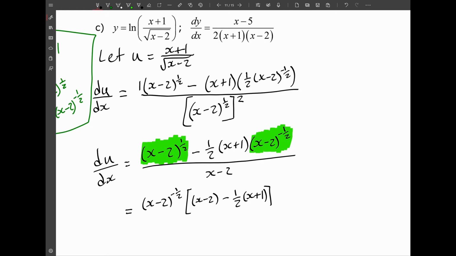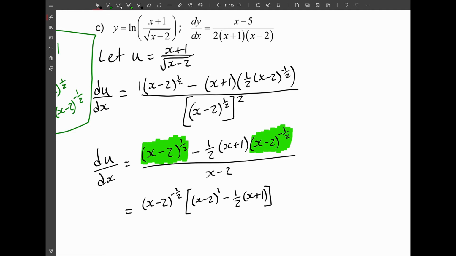Now, if you're really bad at seeing that, just work backwards. You'll know you did it right if you multiply it back in and you get the previous step. So x minus 2 to the negative 1/2 times x minus 2 to the power of 1, well, when we multiply powers at the same base, we just add the exponents. Negative 1/2 and 1 is positive 1/2. Excellent. And then, of course, if I multiply x minus 2 to the negative 1/2 times 1/2 x plus 1, I get 1/2 x plus 1 times x minus 2 to the negative 1/2.